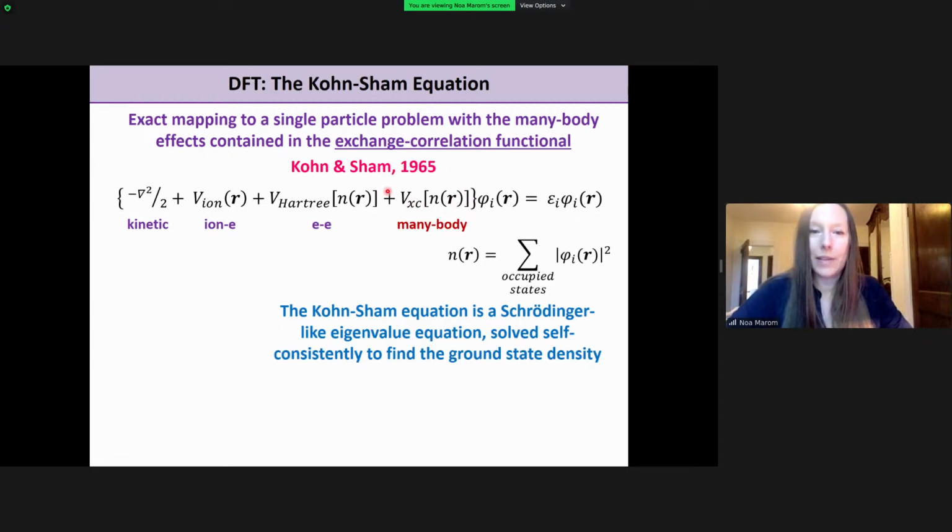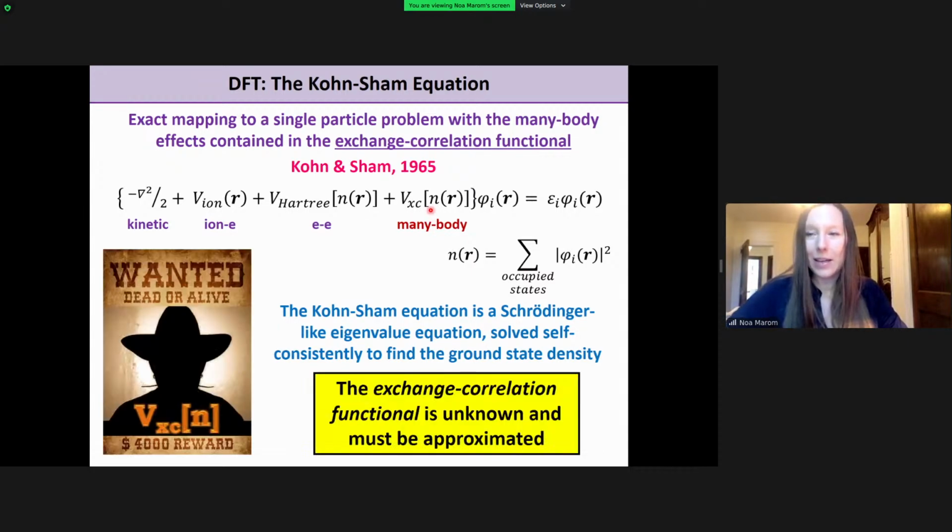And you can see here that the Hamiltonian actually depends on the density. So you have to solve this equation self-consistently. You diagonalize, get a set of eigenvalues and eigenfunctions, construct the density, plug it back in, and so on until you reach convergence. So the only problem is this exchange correlation functional is not known exactly, and so it has to be approximated. And this is why DFT is exact in principle, but approximate in practice.